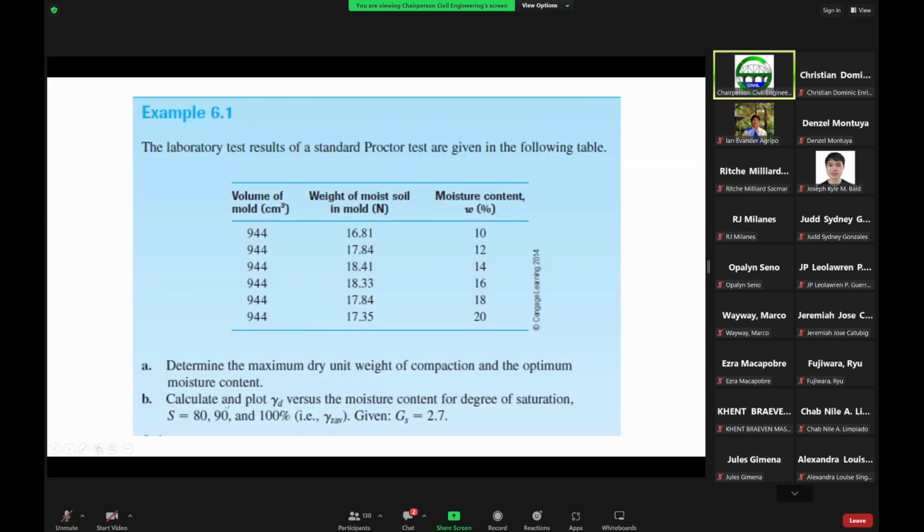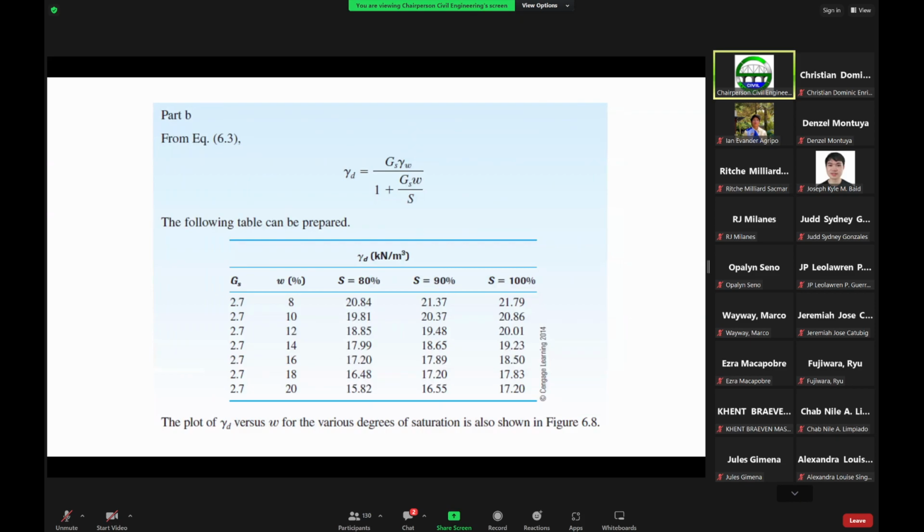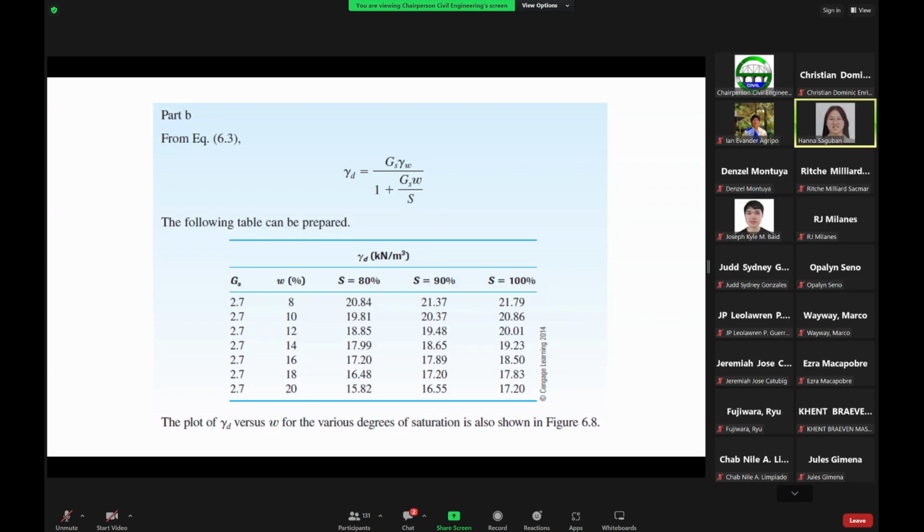Then for this one, we are also asked to plot the dry unit weight with respect to the moisture content for 3 degrees of saturation, 80, 90, and 100%, where 100% is the zero air void unit weight. So then we can now use this formula as what we have discussed earlier.